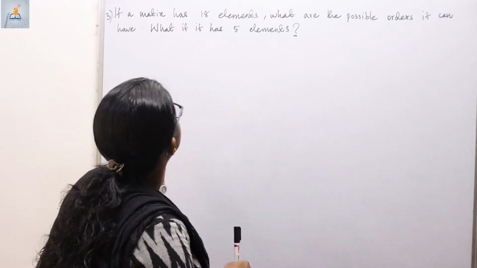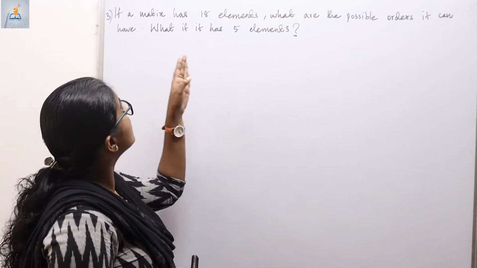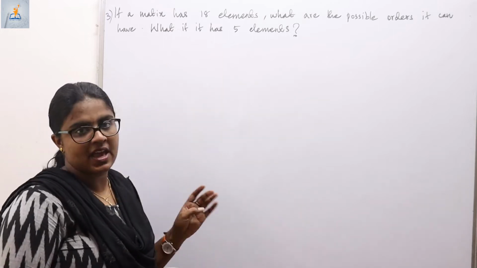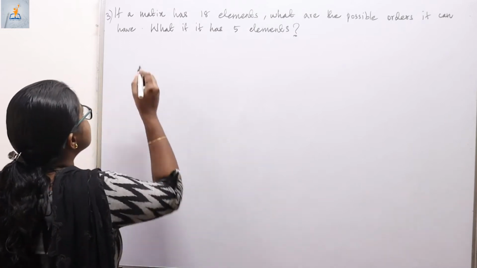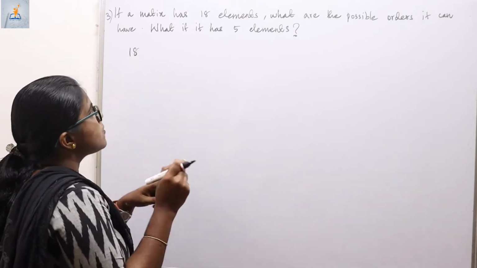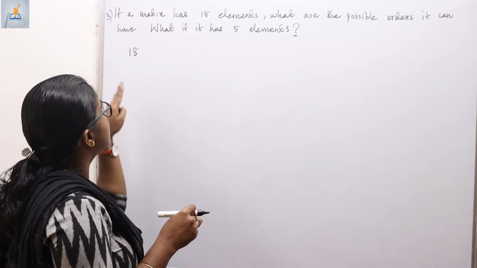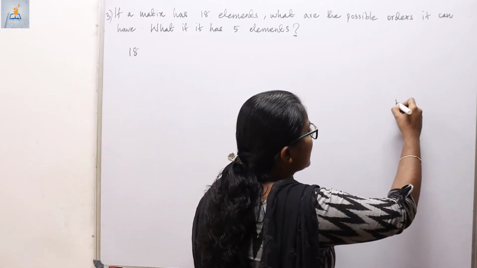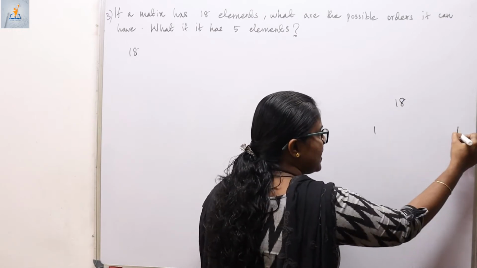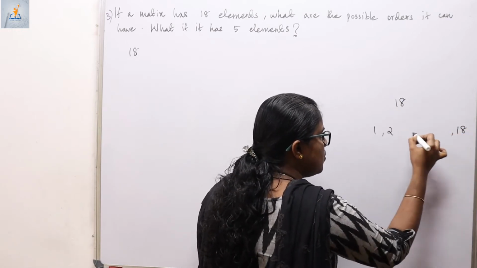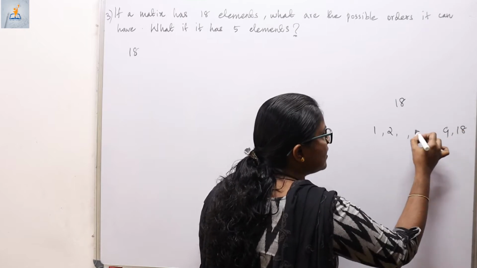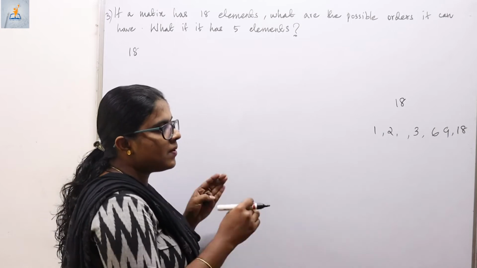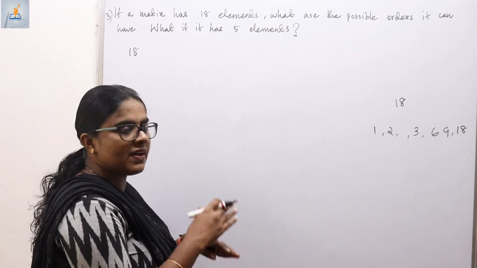We are asked to find what the possible orders of a matrix are if it has 18 elements, and what the possible orders are if it has 5 elements. So first let's consider 18. What are the possible orders a matrix having 18 elements can have? So we have to find the factors of 18, that is 1 and 18, again 2 and 9, again 3 and 6. So these are the possible factors of 18.